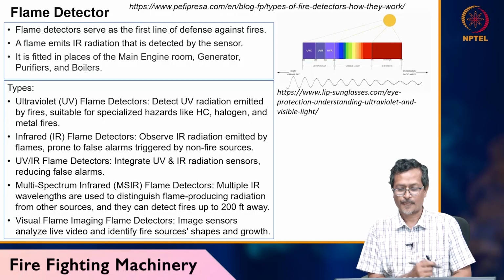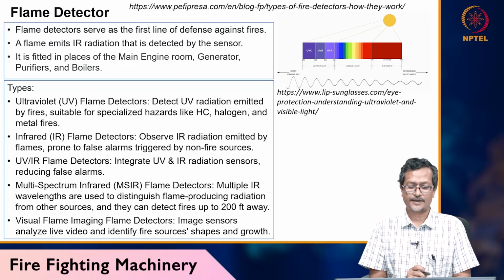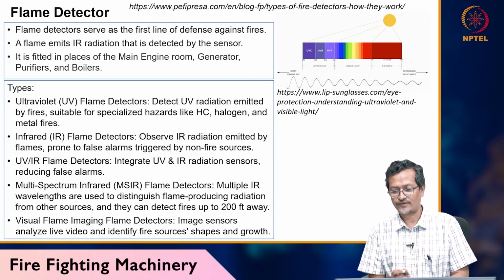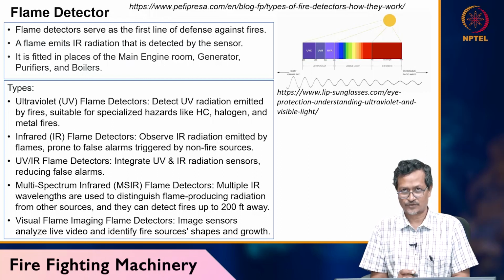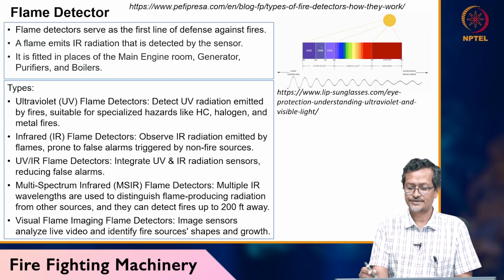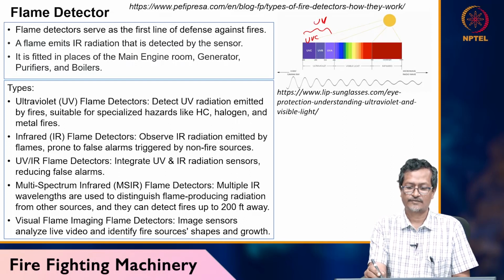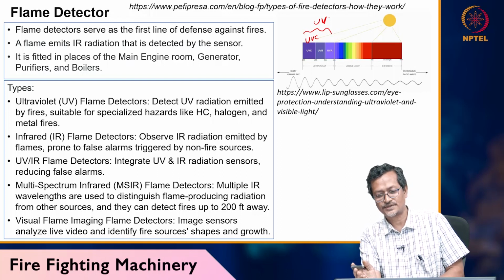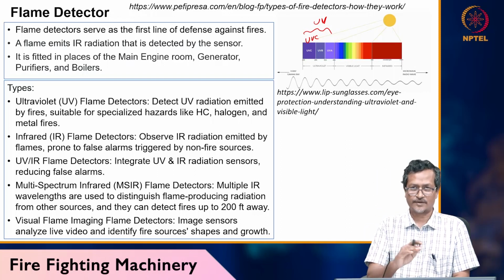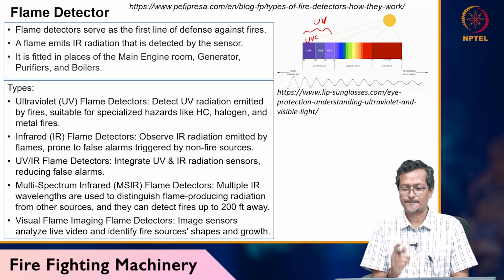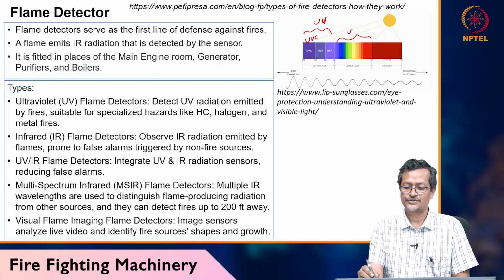Flame detectors. A flame actually releases ultraviolet rays, infrared rays and visible light also. You can see the picture on the right side. This is the ultraviolet zone, UV zone. Ultraviolet rays have three types, UVA, UVB, UVC, based on frequency. And this is your visible range, and this is the infrared range.